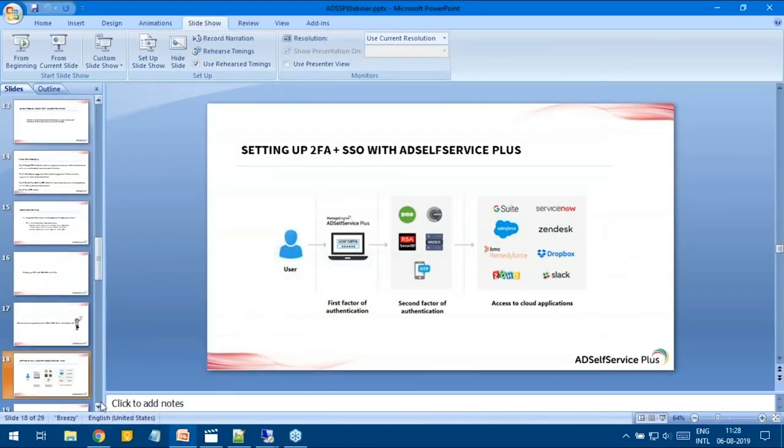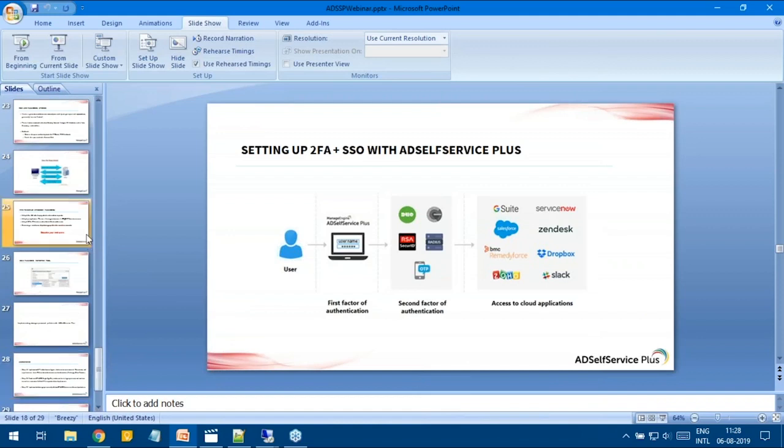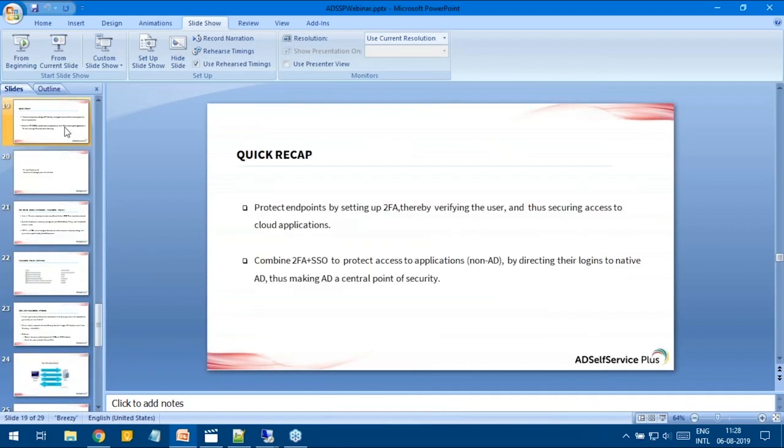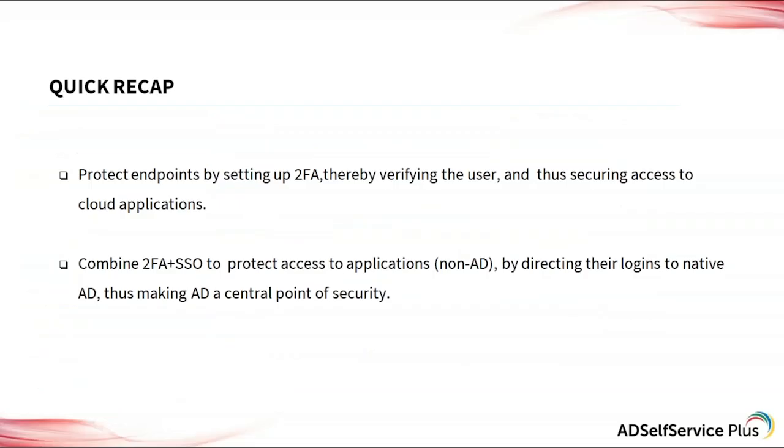All right, so a quick recap of what we saw. We saw how to protect our logins with two-factor authentication. When a user logs on to his or her domain joined system, he or she undergoes a secondary mode of validation. This in turn secures access to our in-house resources, our AD resources, and our on-prem applications.